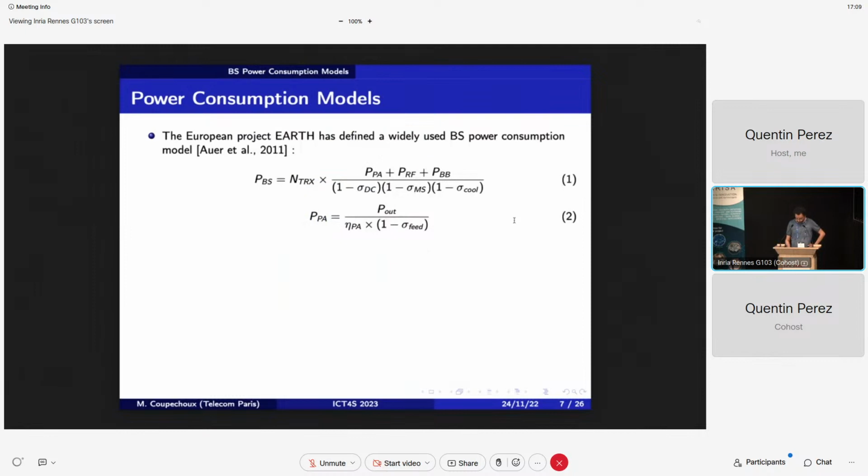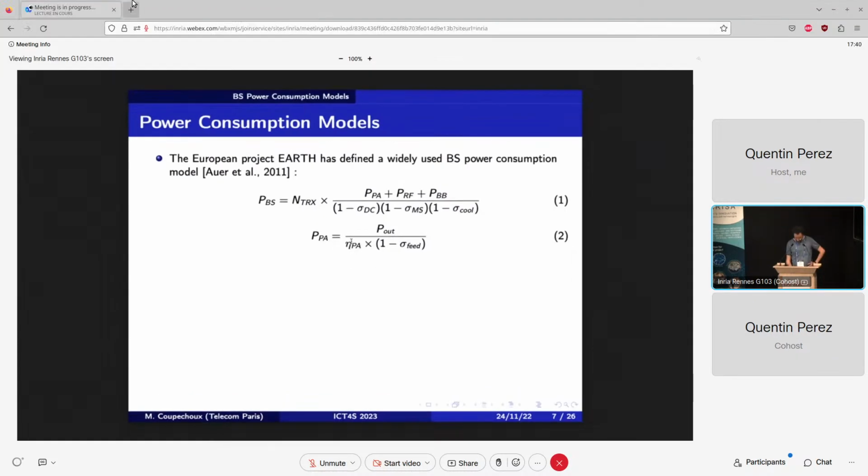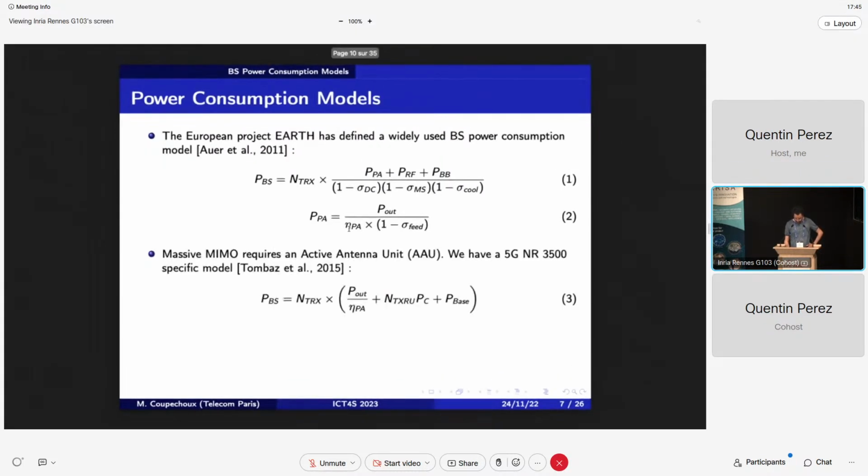We have used a bit old, but widely accepted model, which is the EARTH model, that predicts the power consumption of a base station as a function of the elements we have seen. So you have the consumption, for example, of the power amplifier, you have the baseband board, and you have losses, which you see on the denominator, related to the supply or to the feeder or the cooling. And the power amplifier is characterized by an efficiency parameter that is called eta here. So this is for the old base stations.